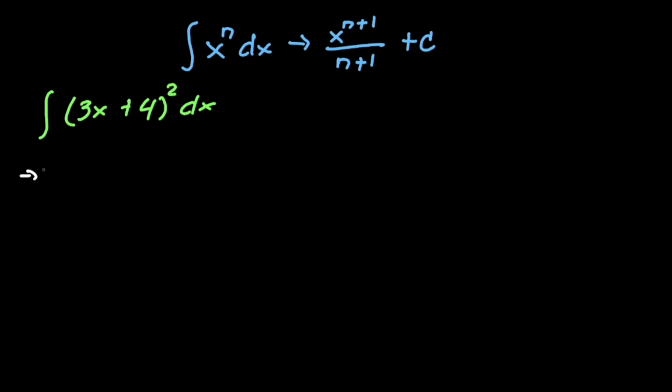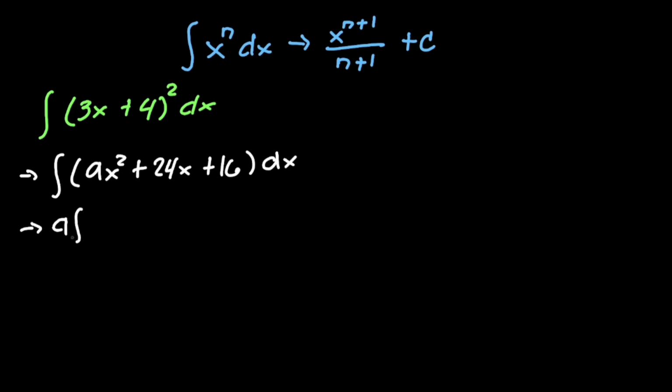Let's try this. The integration of the quantity 3x plus 4 raised to the power of 2, multiplied by dx. First, expand this, so we'll get 9x squared plus 24x plus 16 multiplied by dx. As usual, split them apart, so we'll get 9 multiplied by the integration of x squared dx plus 24 integration of x dx plus the integration of dx.